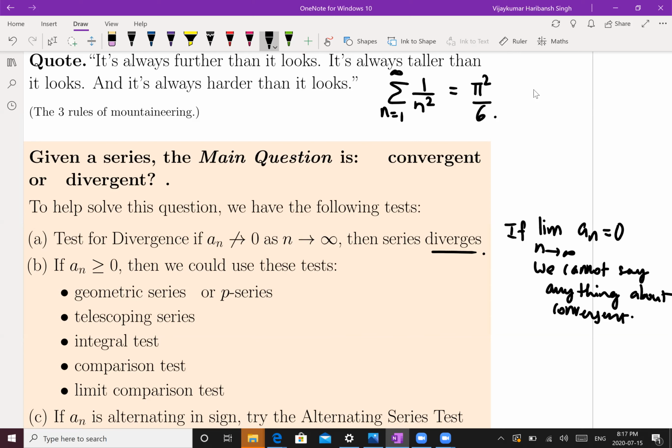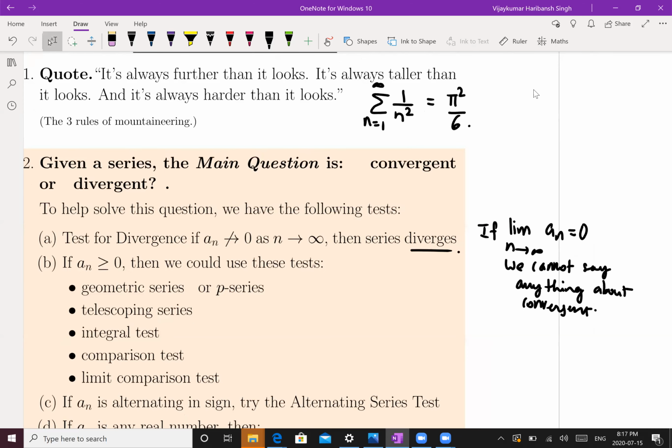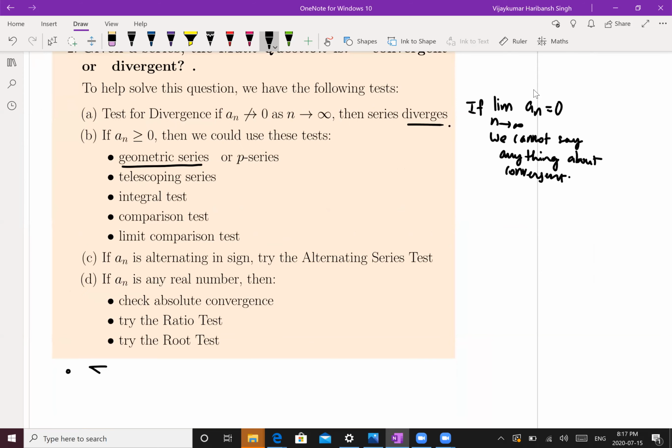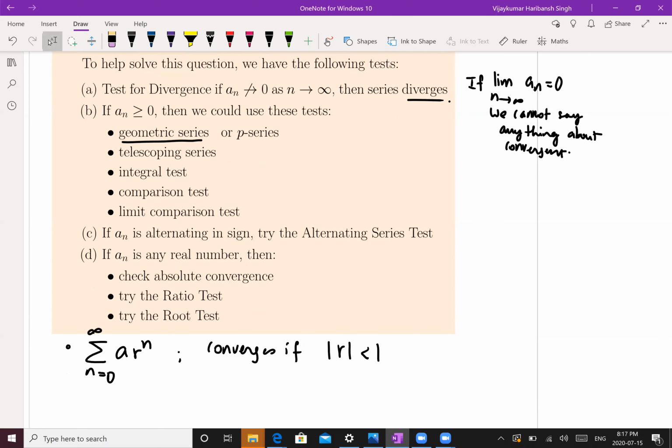Okay, so the other test is the geometric test. We already know that for the geometric series, summation a r to the power n, n from 0 to infinity, it converges if the absolute value of r is less than 1 and diverges otherwise.